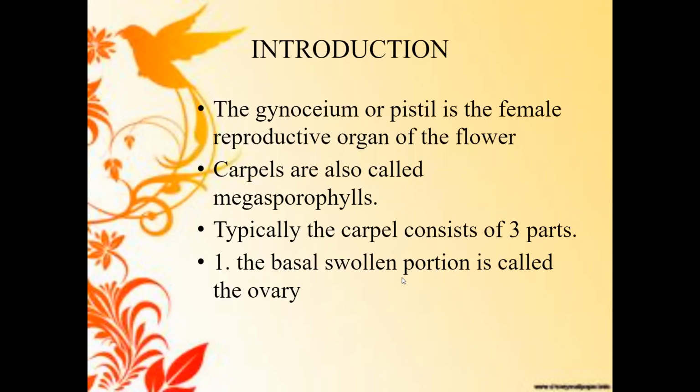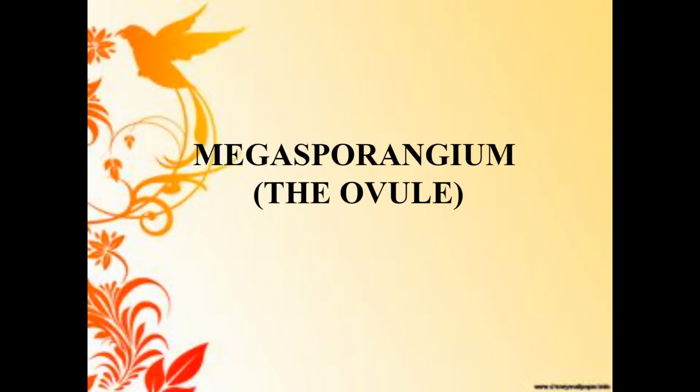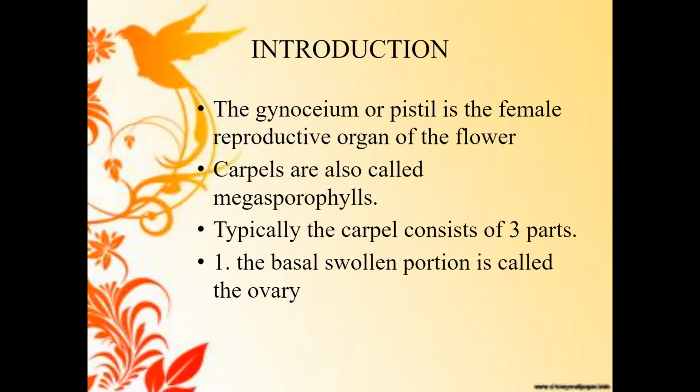The ovule, or megasporogenesis, or the development of the embryo sac. This is also known as the megasporangium, the ovule. In the previous class we discussed the anther structure and microsporogenesis. Today we are going to discuss the megasporangium, or the ovule. Generally, ovules are considered as integumented megasporangia.